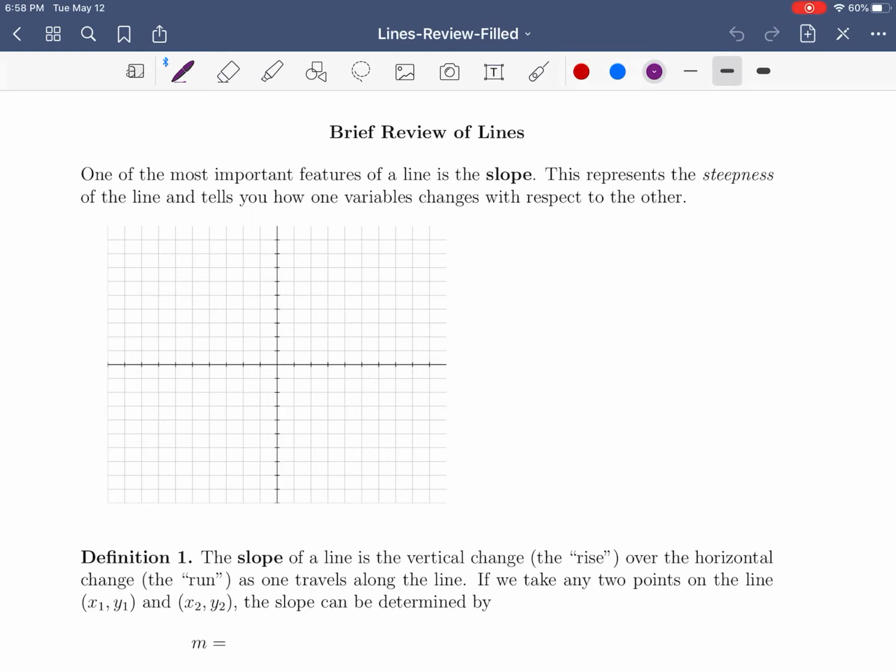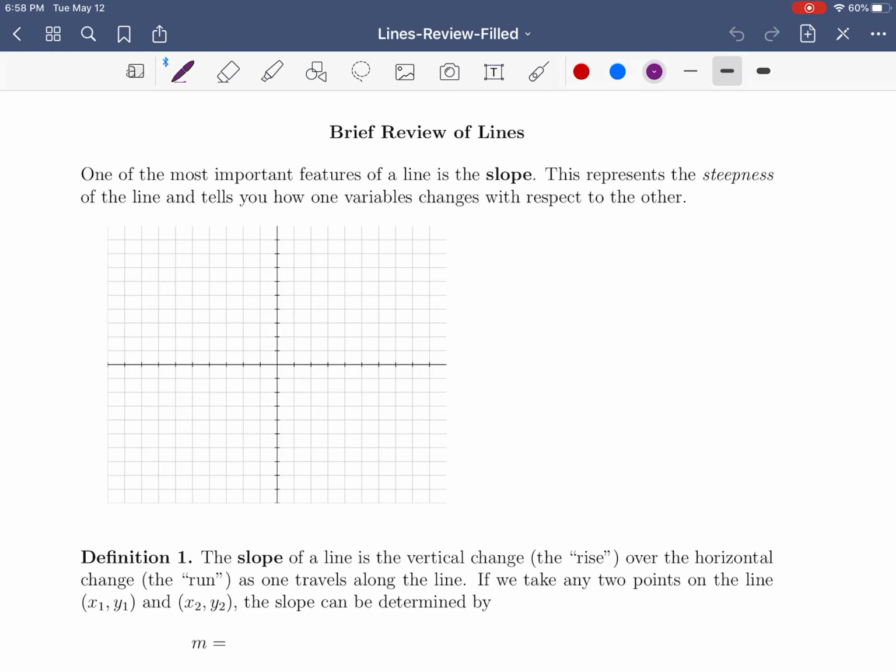So as we are getting close to beginning our study of limits and calculus, we're going to be talking about tangent lines quite a lot. Because of that, I wanted to do a brief review of lines in general, so how to find their equations, what the slope means, etc. So that's the purpose of this video.